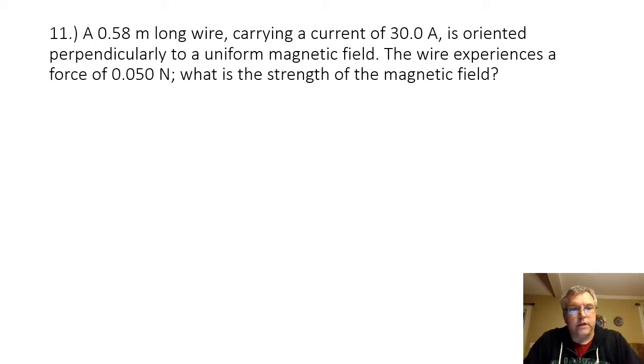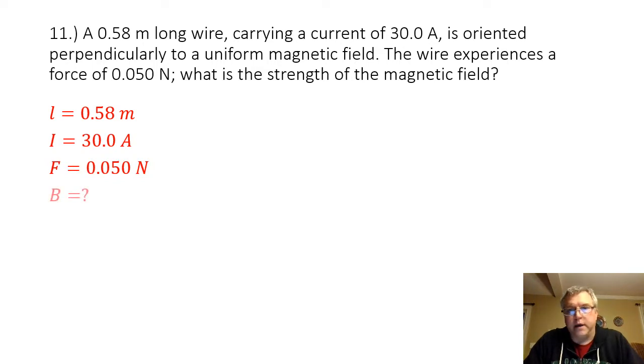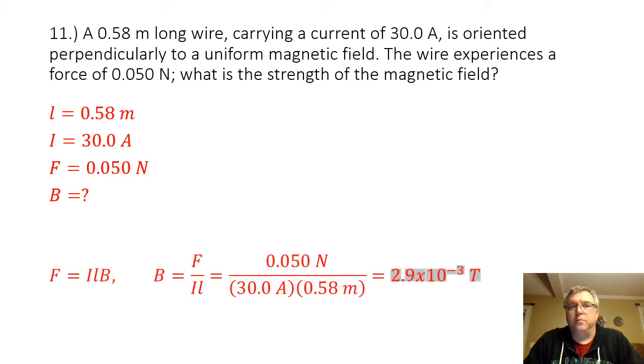So our givens in this problem are the length of the wire at 0.58 meters, the current at 30 amps, the force at 0.050 newtons, and we are looking for the magnetic field. With the length of the wire, the current, and the force, looking for the magnetic field, I'm going to want to use F equals ILB.